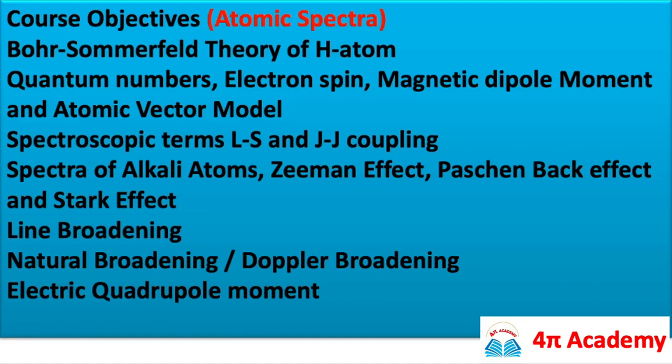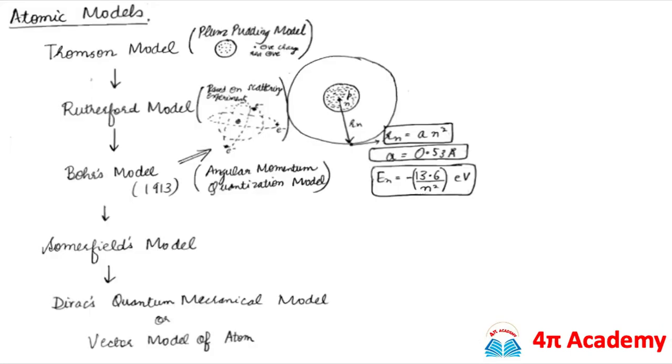Then we will cover the very important topic of line broadening and scattering, and how the line spectra broaden with natural broadening, and then how it changes with the Doppler effect. In the last section of atomic spectroscopy, we will discuss selection rules for various multipole transitions, and how electric and magnetic transitions change with respect to quadrupole moment and magnetic moment.